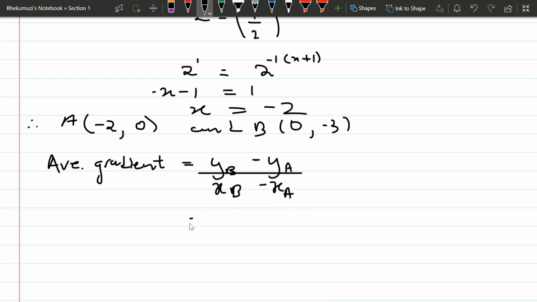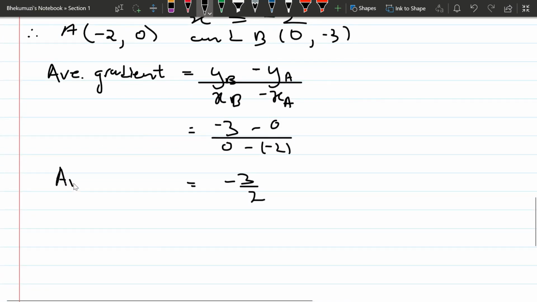And so we already know what the y of b is, that's minus 3. The y of a is 0. We know now the x of b is 0. And then the x of a is minus 2. And so from there, we find that this is minus 3 over 2. So the average gradient in this case is minus 3 over 2. Okay.